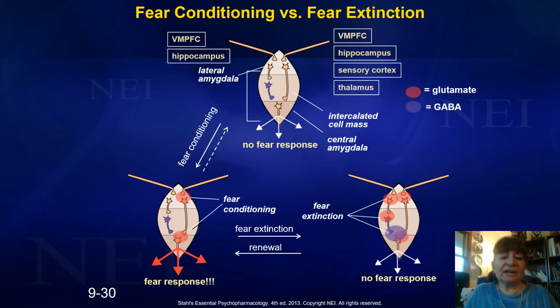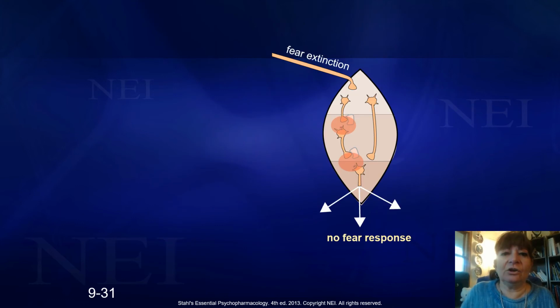So how does fear extinction actually occur? Hypothetically, it occurs when information from the ventral medial prefrontal cortex, the vmPFC, and the hippocampus activate the glutamatergic neurons in the amygdala that synapse upon a GABA interneuron located within the amygdala. So this sets up a fear extinction circuit. That is, there is no fear response in the presence of the stimuli.